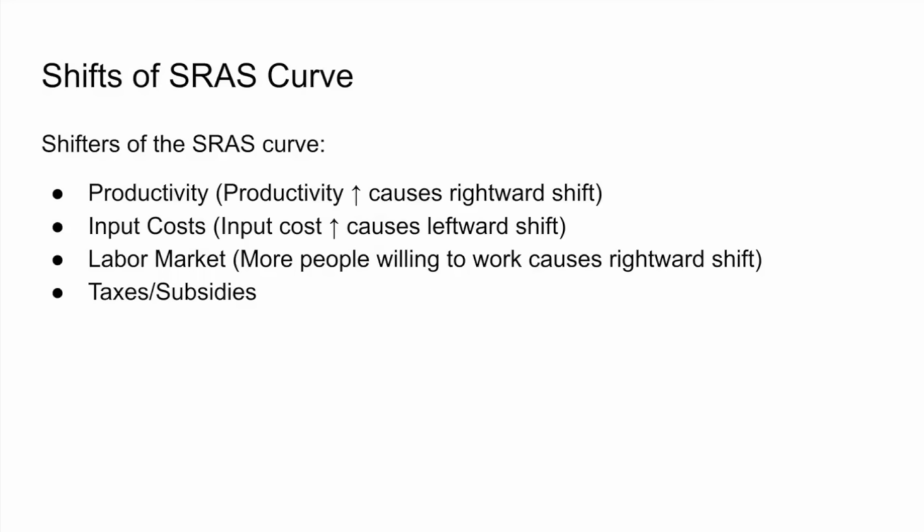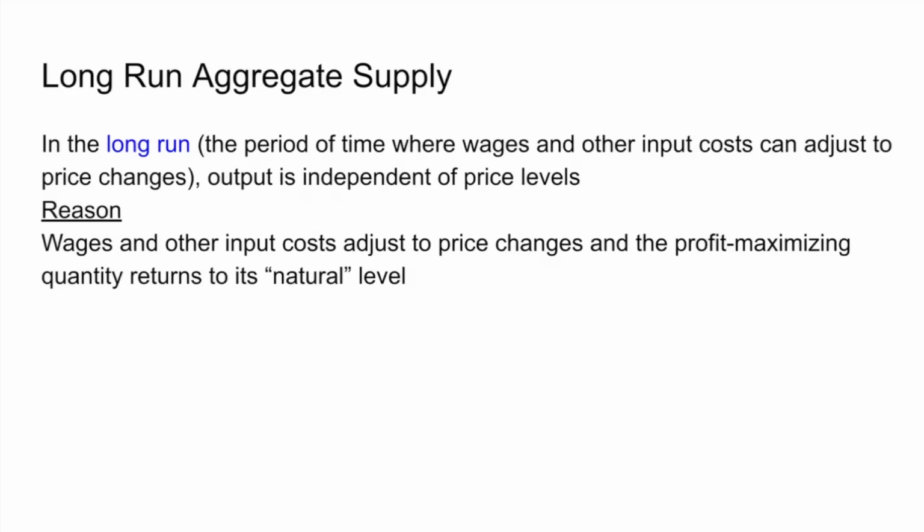Now, here are some things that could cause it to shift. Productivity: if productivity increases, then companies could produce more at a fixed price level, which would cause a rightward shift. Input costs: if input costs rise, then companies would produce less at each price level, so that would cause a leftward shift. Labor market: if it's easier to find people to work, then that could cause a rightward shift. And government taxes and subsidies could also influence the curve.